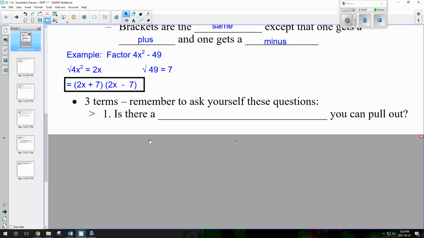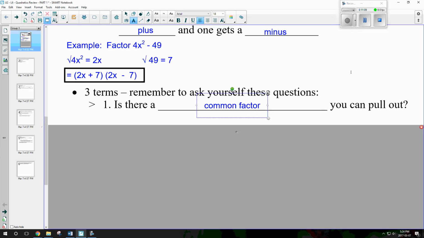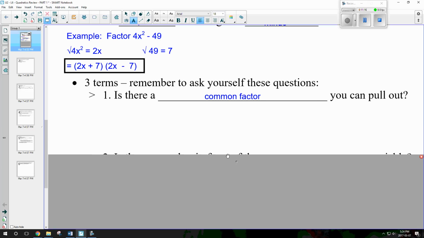So the first one is you always want to ask yourself, because it makes your life much easier, is there a common factor that you can pull out? Remember, pulling out a common factor makes your numbers a lot smaller, so that coming up with your M and A values is a lot easier. So it's good for you to always check to see, is there a common factor that I can take out first to make my life a lot easier?